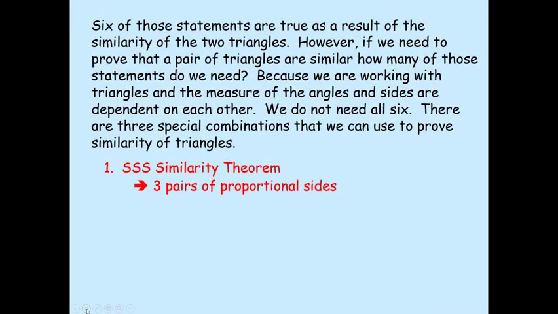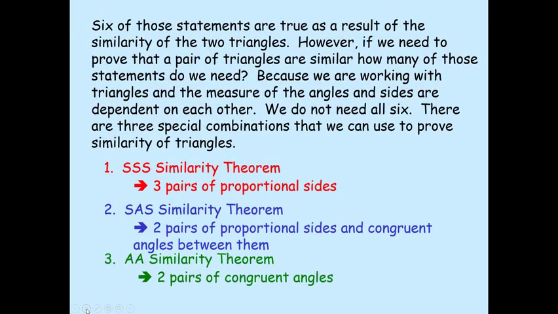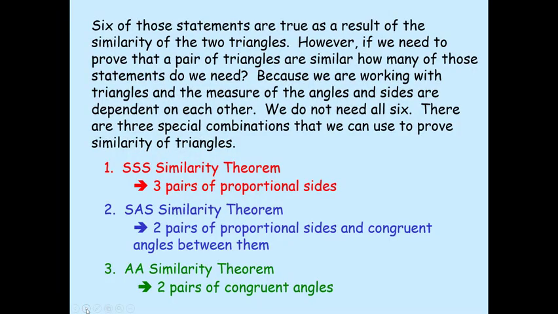So we have these statements that we go off of to determine if something is similar. The first theorem is the similarity theorem. It is side, side, side. That means that the three pairs of proportional sides have the same ratio. So proportional sides means the same ratio.